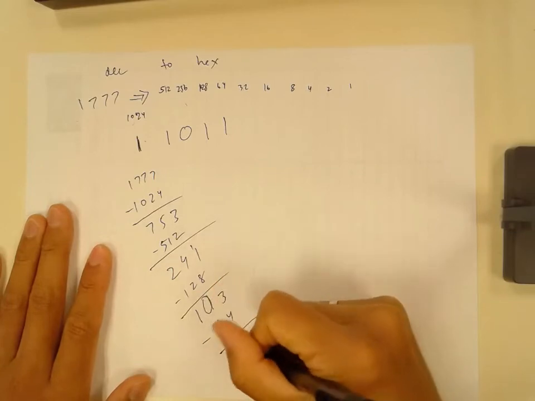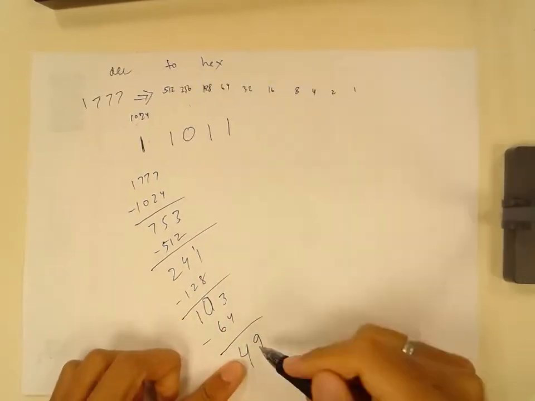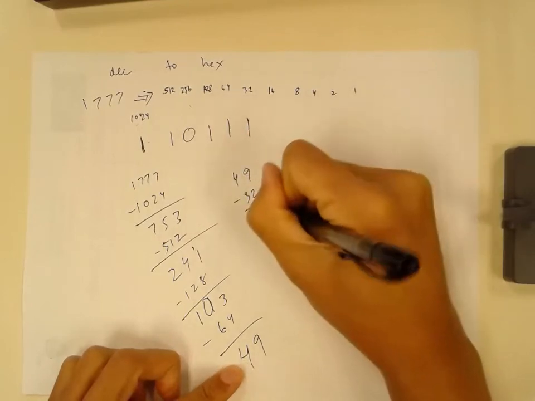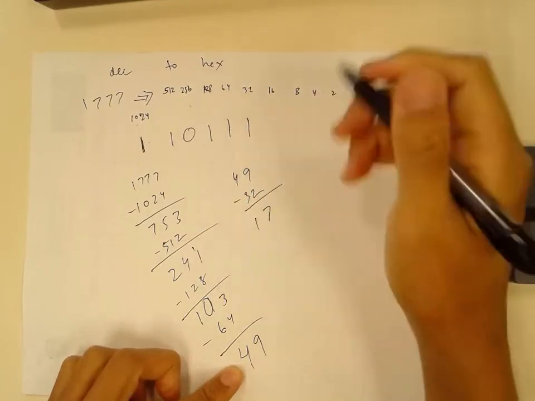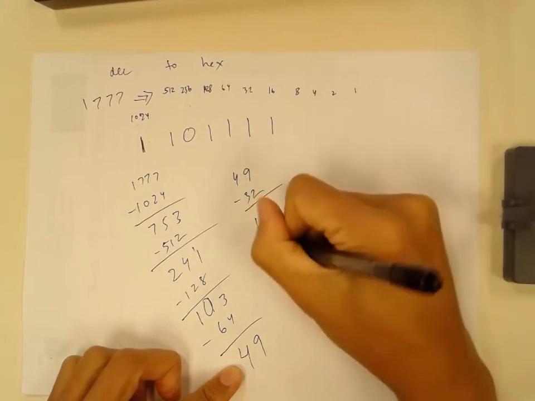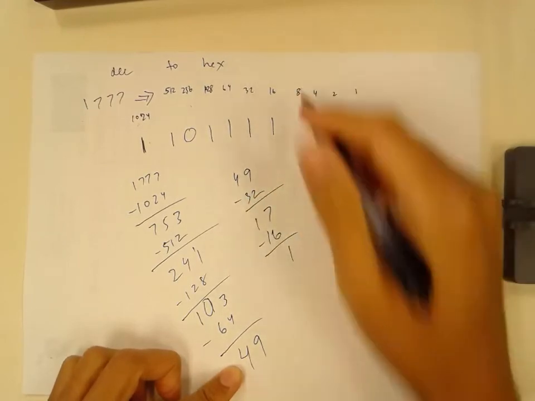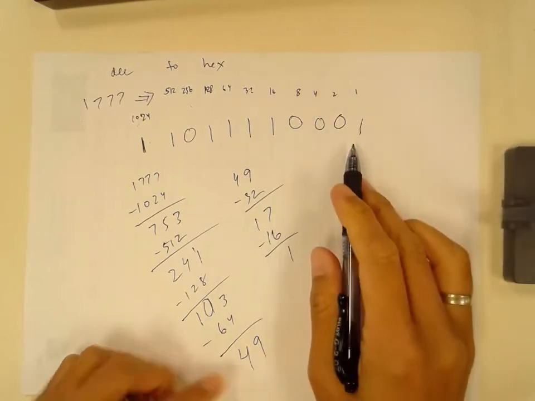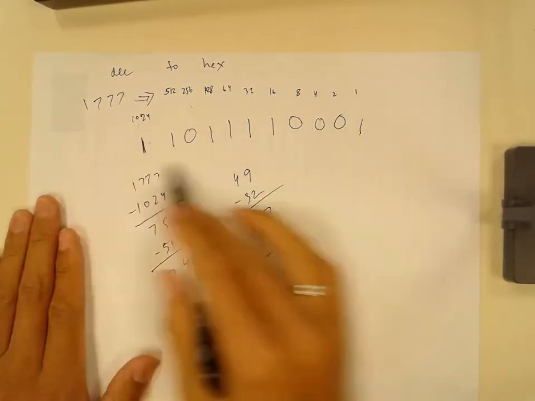That turns into a 10. It's 49. Does 32 fit into that number? Yes, it does. So I'm going to do 49 minus 32. That's 17. Does 16 fit into that number? Yes, it does. So I'll put a 1. We minus 16. We get a 1. Does 8 fit into 1? No, it does not. And we get a 1 at the end. So we get this binary number, right?